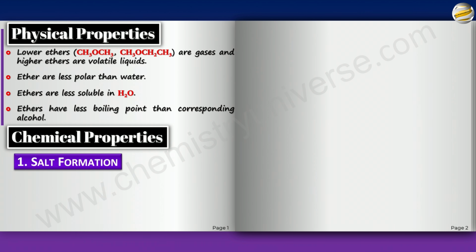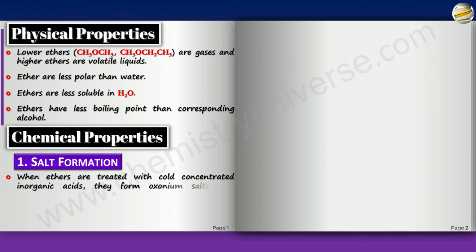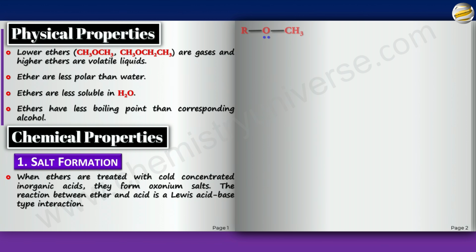Now, salt formation means when ethers are treated with cold, concentrated inorganic acids, they form oxonium salts. And the reaction between ether and an acid is like a Lewis acid base type of interaction. Say, for example, you have this and you add HCl to it. So what the O will do is it will pick up the proton and it will form what is called as oxonium ion. So this particular stuff is oxonium ion and it is oxonium chloride.